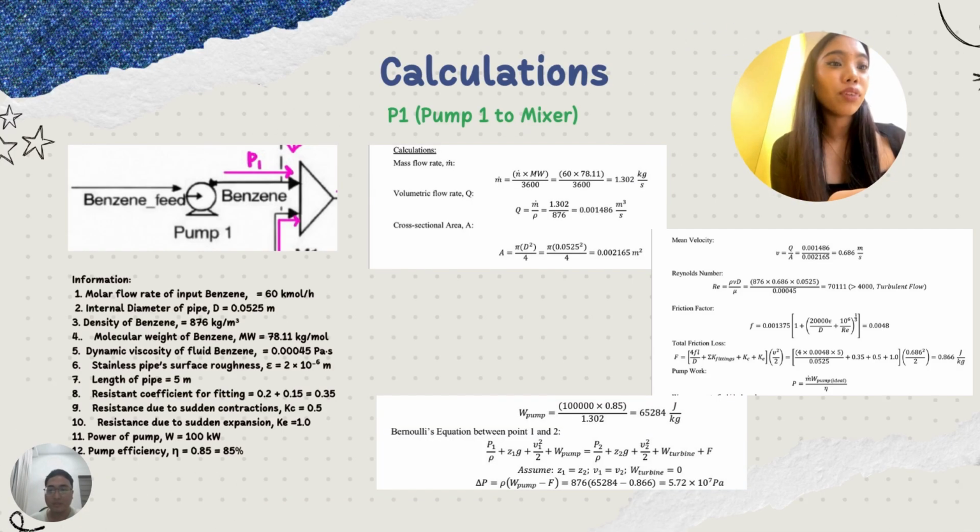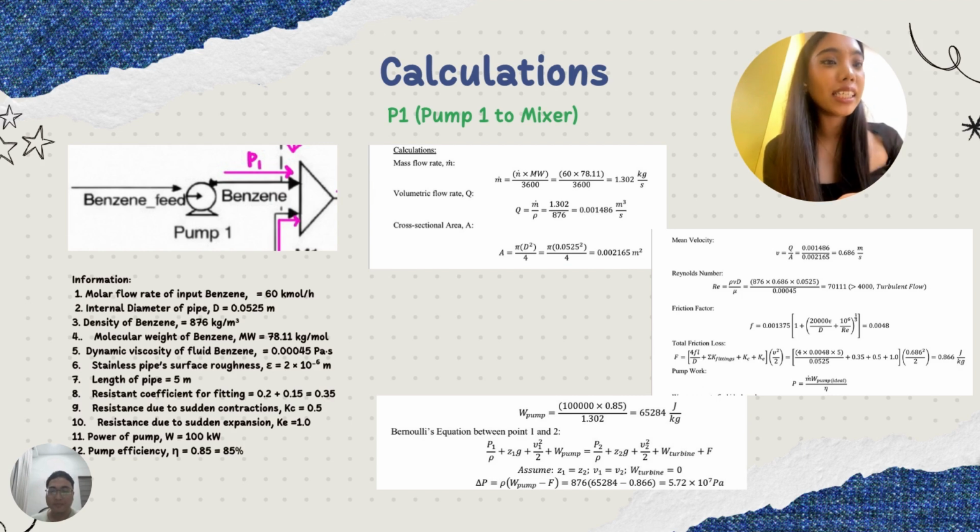First, I calculated the flow conditions for P1, which is the benzene stream from pump 1 to the mixer. The molar flow rate of benzene is 60 kmol per hour. Using the molecular weight of 78.11 kg per kmol, the mass flow rate becomes 1.302 kg per second. Using the density of 876 kg per cubic meter, the volumetric flow rate is 0.001486 cubic meters per second. With a pipe diameter of 0.0525 meters, the velocity is 0.686 meter per second, and the Reynolds number is about 70,000, which indicates turbulent flow.